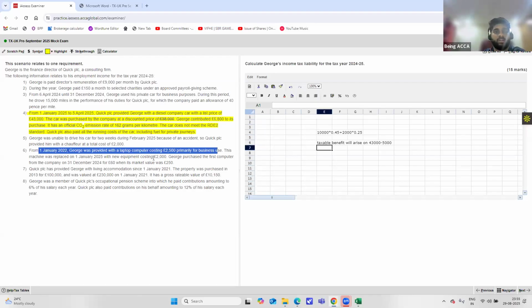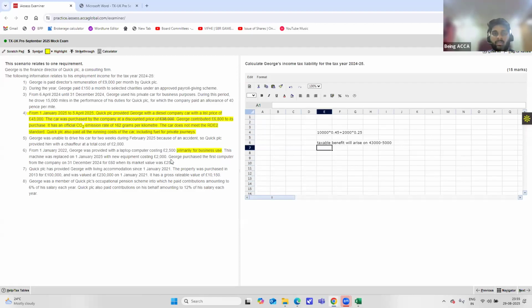Again, from 1st January, he is provided with a laptop costing 2,500, primarily for business use, which was replaced on 1st January with new equipment. He purchased the first equipment for 60 pounds when its market value was 250. Do you remember what you studied earlier? It was purchased at its market value of 250. Is this value 250 and the gain 190, correct? Because the price paid is 60 pounds. Over here, you should read the important point you should remember: primarily for business use. It has been mentioned.